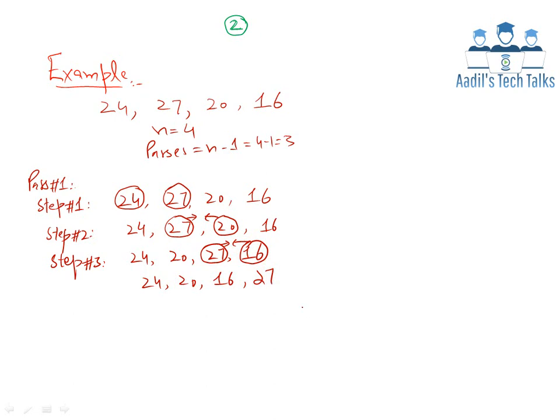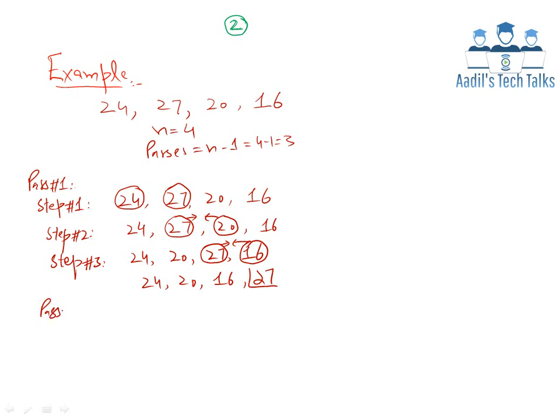Now you can see that there is no element after element number 4, so there is no possibility of having a next step. It is now easy to understand that 27 is the largest value and it has reached its proper position, so it is locked. When an element is locked, it will not be used in the next pass.